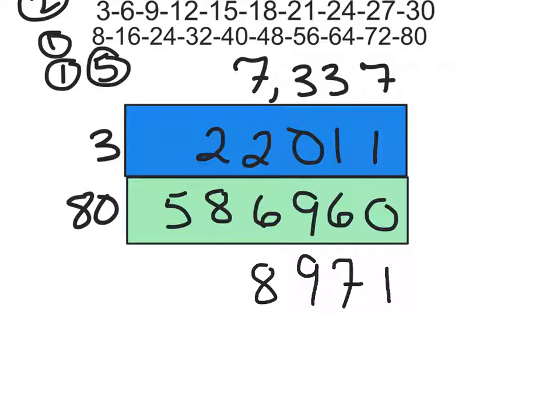8 and 2 is 10. Drop the 0, carry the 1. And 1 plus 6... I'm jumping the gun again. 1 plus 5 is 6. I jumped right to the 6, didn't I?